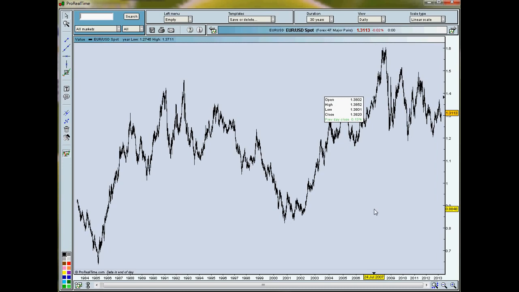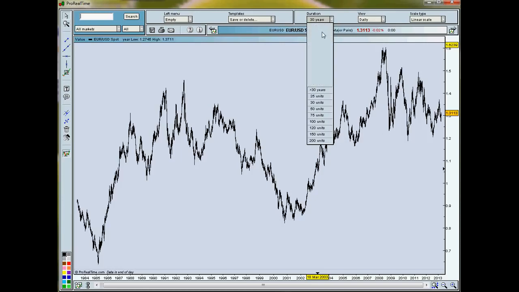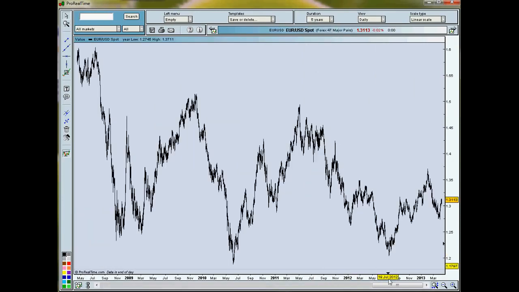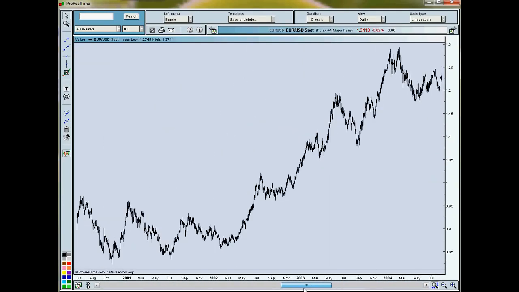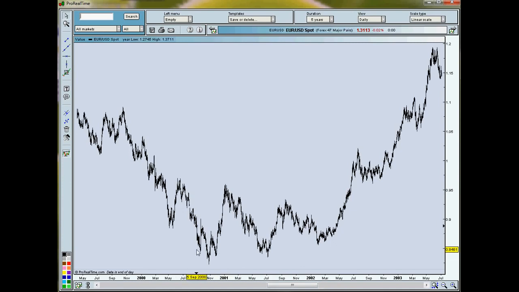So now we know that there's a decent possibility that Jupiter does have an influence on the Euro-US dollar. And now we know also that the influence of Jupiter on the Euro-US dollar may be something that's coming to a head pretty soon here in just a few months. Let's go ahead and go down from 30 years down to 5 years. Go back to 2001 right here. Look a little more closely at it.